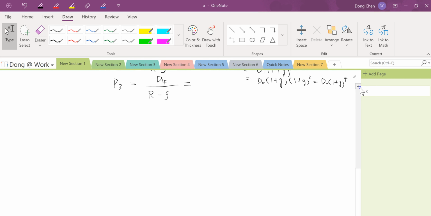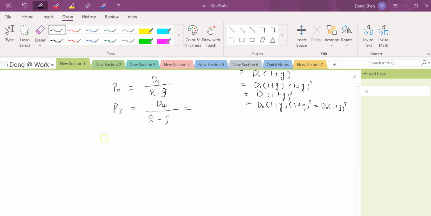So plug in the numbers, and then we can solve out this equation. So this is D0 times (1 plus g) to the fourth power, and this is r minus g. So the rest of the job is simply to plug in the numbers. D0, we know that's 1.30, and g is 4%, raised to the fourth power, and r is 14%, and then minus this 4%.